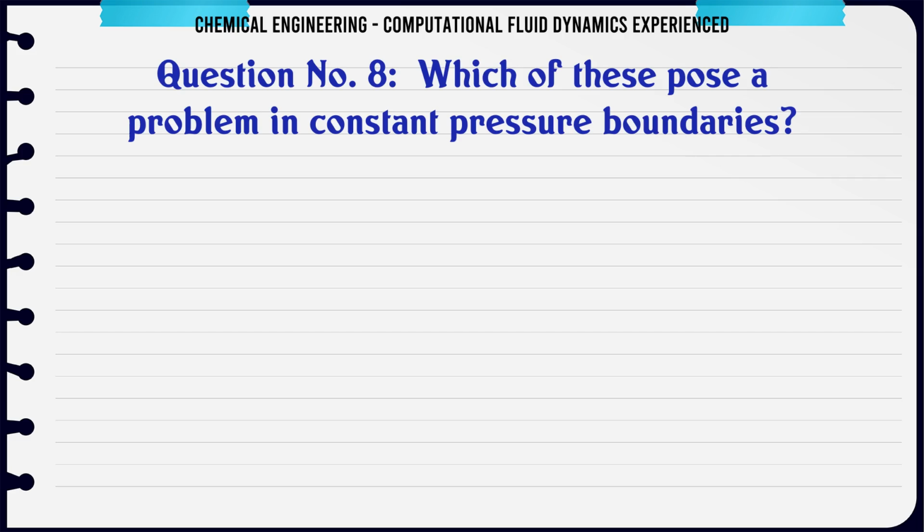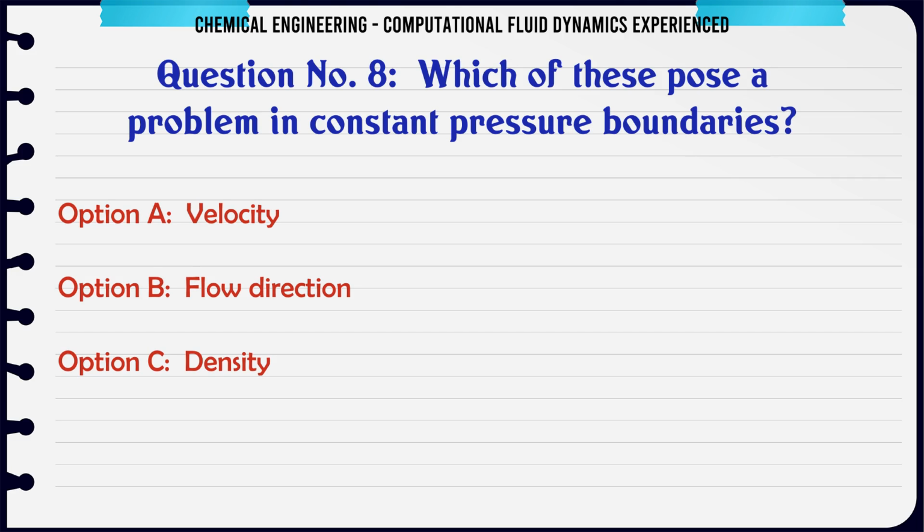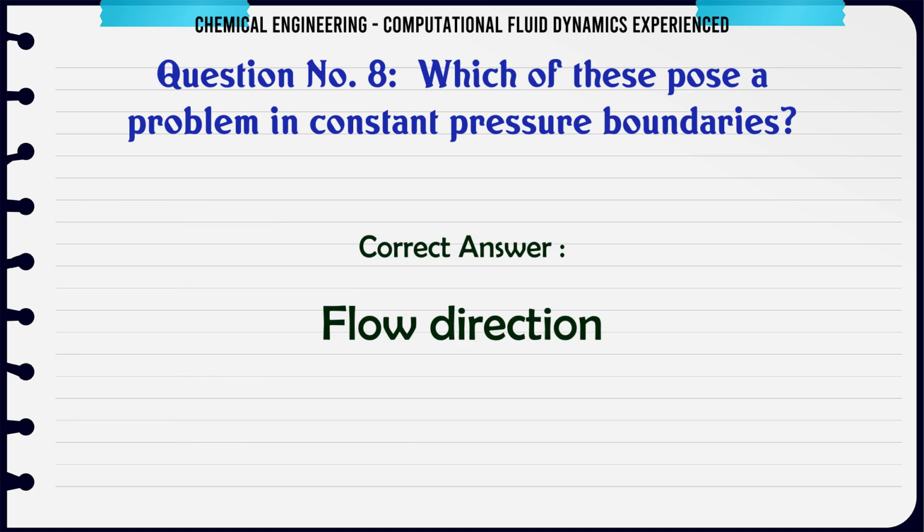Which of these pose a problem in constant pressure boundaries? A. Velocity. B. Flow direction. C. Density. D. Heat flux direction. The correct answer is flow direction.